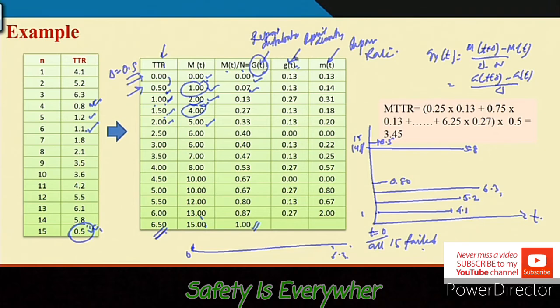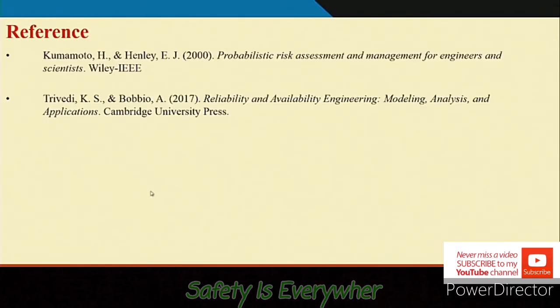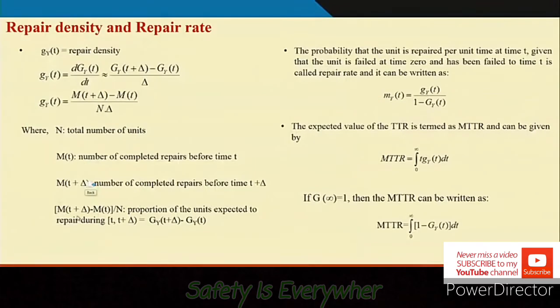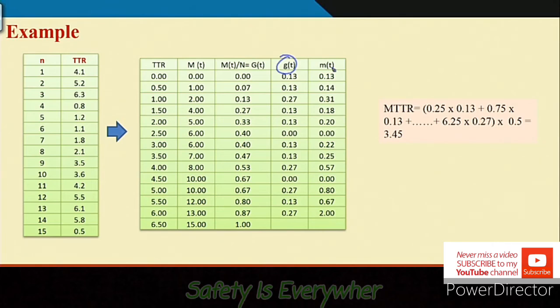So, now using the formula, or if you want a more conventional way of learning, you just see I have already given to you M(t plus delta) minus M(t) by N into delta. This formula you use here and you will be getting g(t) values, and then M(t) values will be g(t) by 1 minus this. So, this will give you these values. Now you can plot.